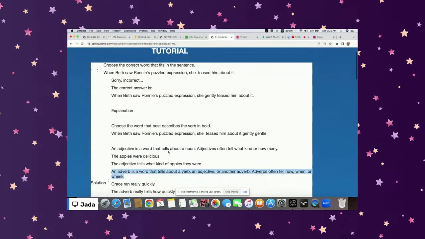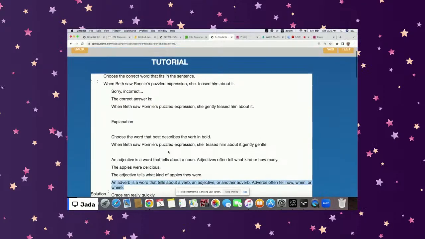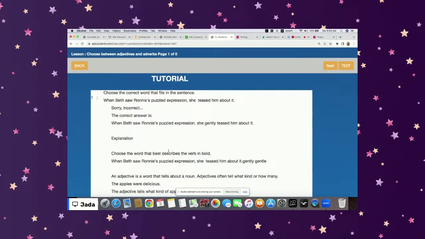So let's look at some sentences and their examples. The chapter is adjectives and adverbs. The lesson is choose between adjectives and adverbs, Grade 5. Choose the correct word that fits in the sentence. When Beth saw Ronnie's puzzled expression, she dash teased him about it.